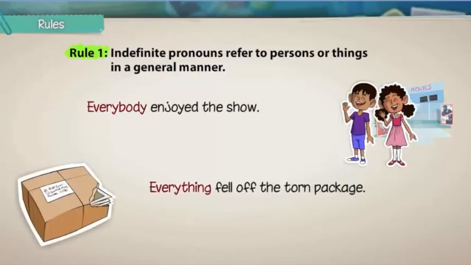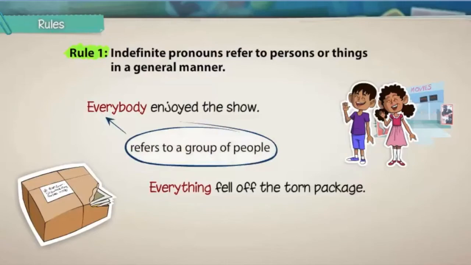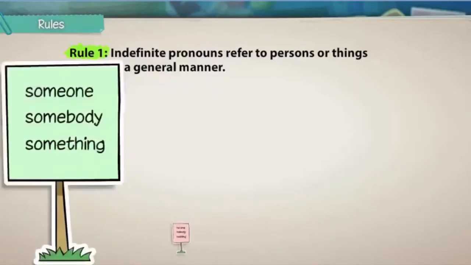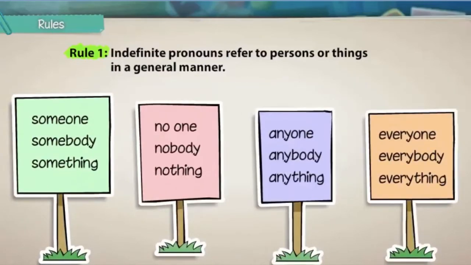Everybody enjoyed the snow. Everything fell off the torn package. Everybody refers to a group of people. Everything refers to a group of things. Someone, somebody, something. No one, nobody, nothing. Anyone, anybody, anything. Everyone, everybody, everything.